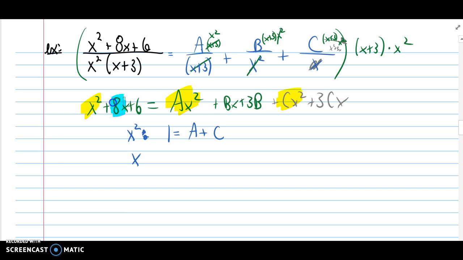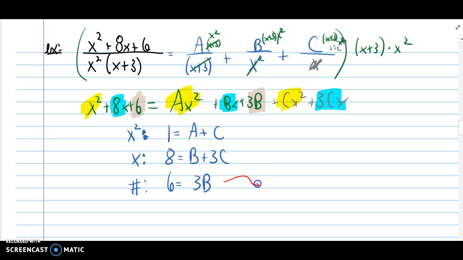Next, we'll look at the x equation. There's an x, there's an x, there's an x. So as far as the x's go, we have 8x from the left, bx plus 3cx on the right. And lastly, we have the numbers. And from this, we could say that the 6 from the left is equal to 3b from the right.